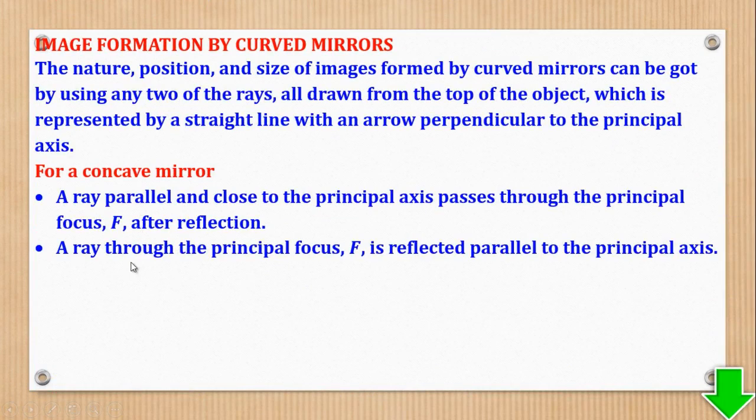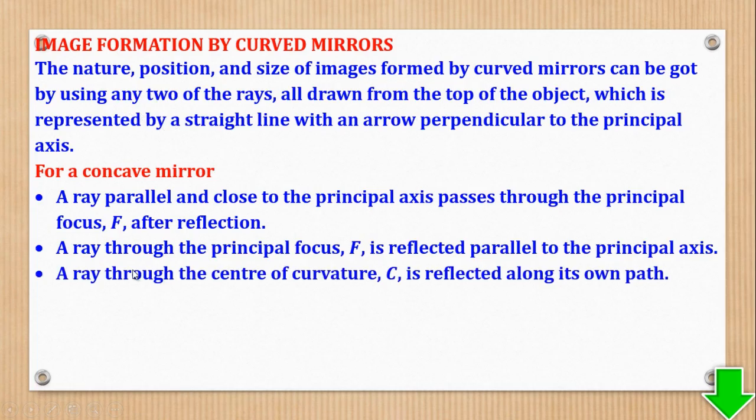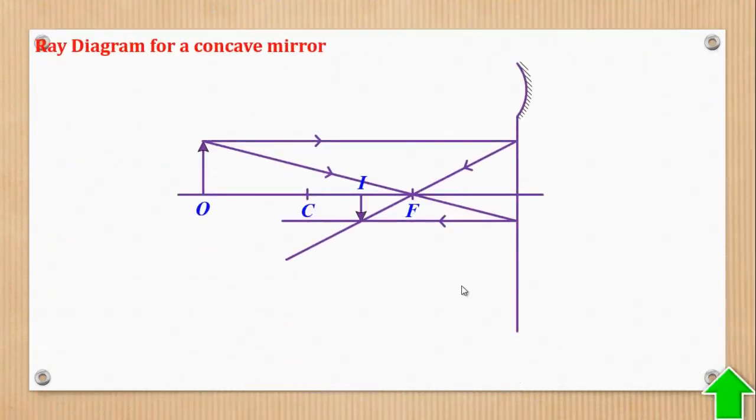So that are 2, but there are also 2 more. Like I said, it is for you to choose any 2. So let's say the third one. The third one says a ray through the center of curvature C is reflected along its own path. So a ray through the center of curvature will be reflected along its own path. That is why you are seeing this arrow here and another arrow coming back along the same path. And I think you realize that they all intersect at the same point.